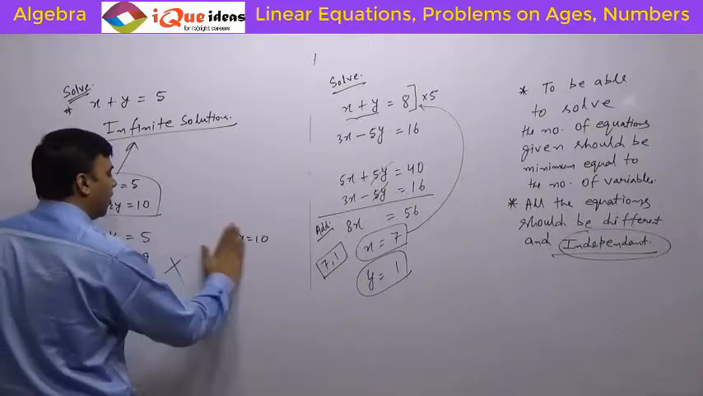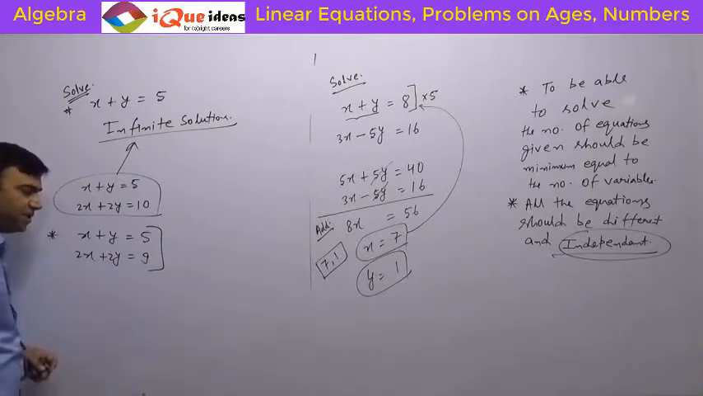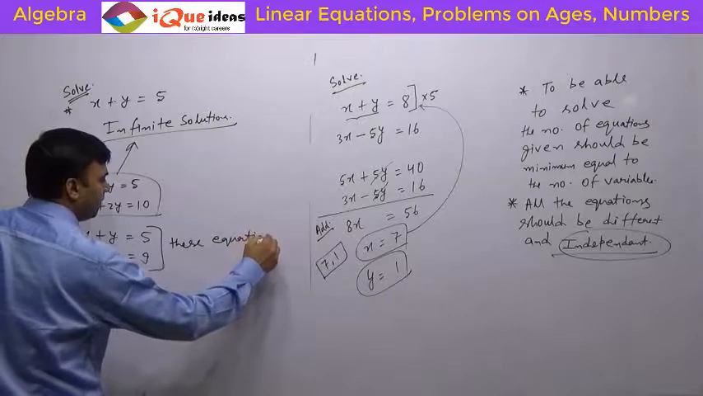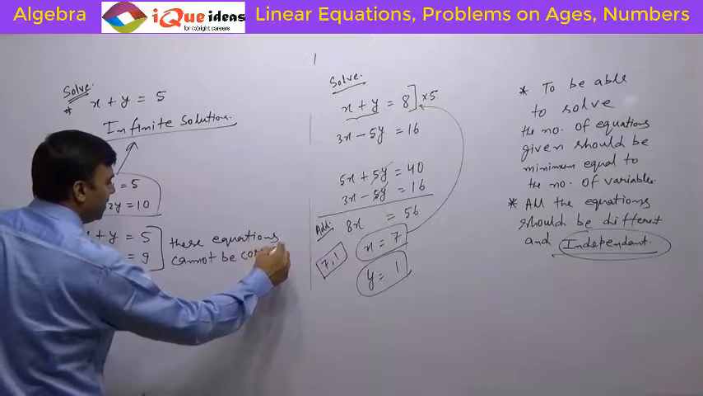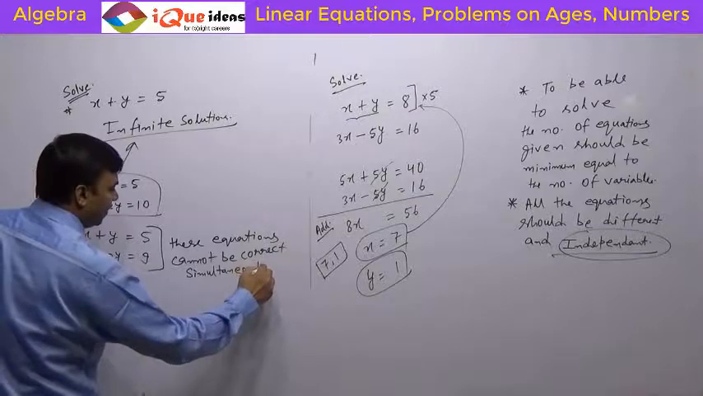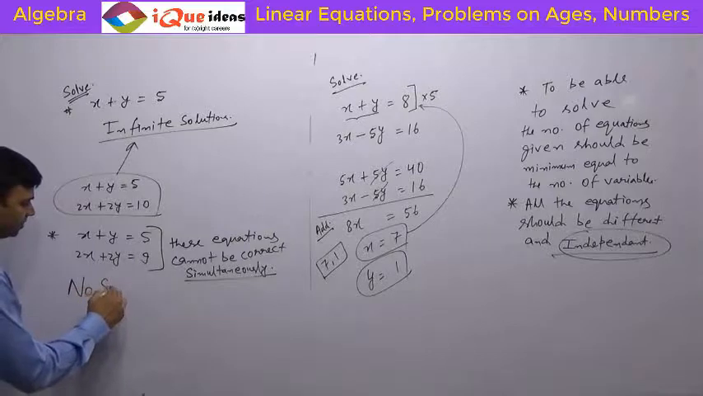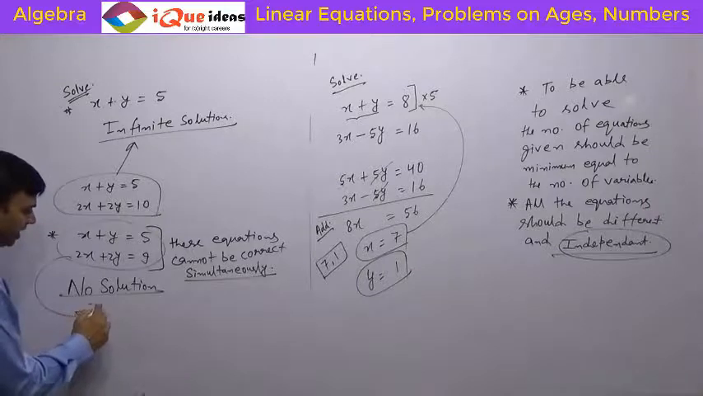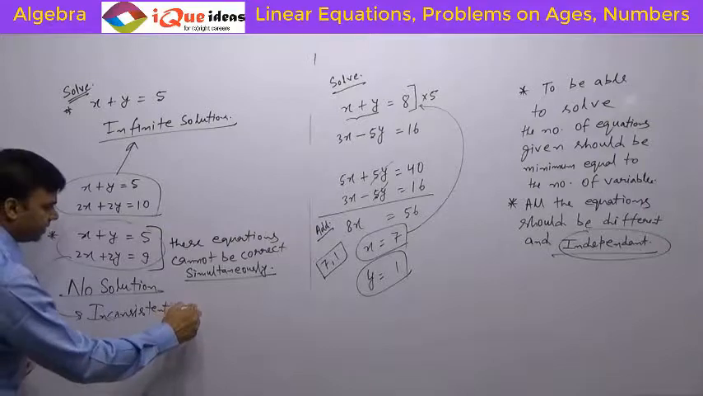Now this situation is called system of inconsistent equations. They are not in coherence with each other. They cannot coexist. These equations cannot be correct simultaneously. Right? Now, if they cannot be correct simultaneously, that means there will be no value of x and y which will satisfy this. So we say no solution. And this system of equations is called inconsistent equations. Just an English word. Inconsistent equations.